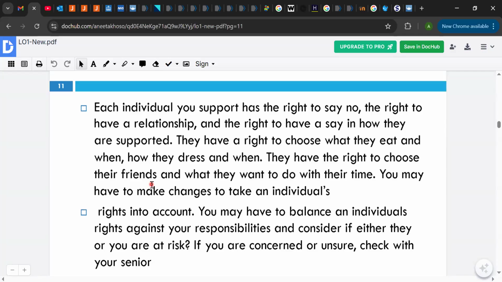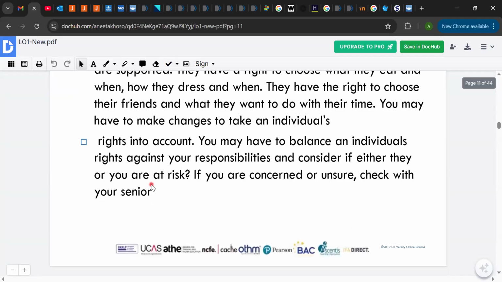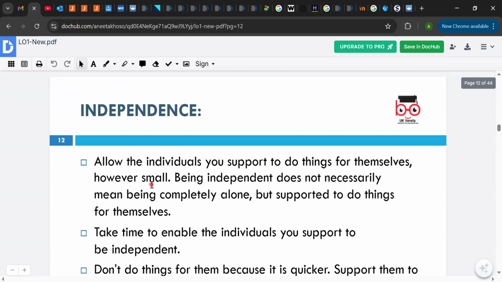You may have to make changes to take an individual's rights into account. You may have to balance an individual's rights against your responsibilities and consider if either they or you are at risk. If you are concerned or unsure, check with your senior always. Then comes independence.